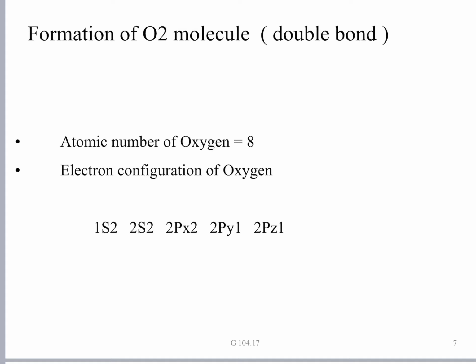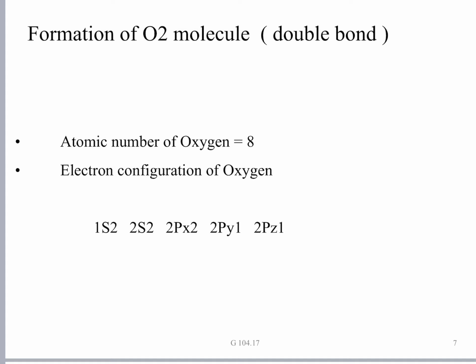Second orbit is the outermost orbit here in the case of oxygen. First orbit is the inner orbit and second orbit is the outermost orbit. If you can count, you have 2 plus 2, 4 plus 1, 5 plus 1, 6. There are 6 electrons in the outermost orbit of the oxygen. Okay. So, the nearest inert gas to oxygen is neon.